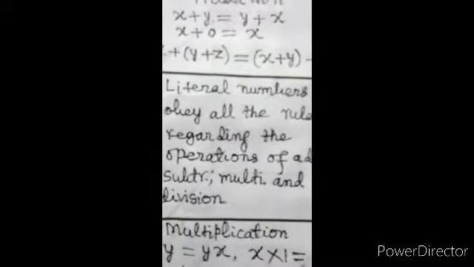x into 4 is written as 4x. We cannot write it as x4. Firstly, we have to write constant term. After that, literals. Literal numbers obey all the rules regarding the operations of addition, subtraction, multiplication, and division.